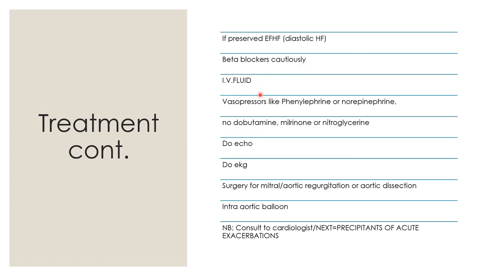Please, IV fluid and a vasopressor like phenylephrine or norepinephrine. No dobutamine here. No milrinone or nitroglycerin. We can do echo, do EKG. Surgery for mitral or aortic regurgitation or aortic dissection. Intra-aortic balloon pump. Then consult the cardiologist.